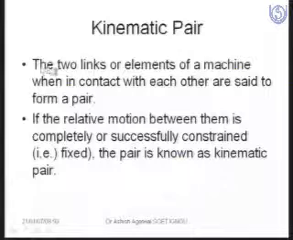Another definition is that two links or elements of a machine, when in contact with each other, are said to form a pair. If the relative motion between them is completely or successfully constant, the pair is called the kinematic pair. Therefore, every pair cannot be termed a kinematic pair, while all kinematic pairs can be termed pairs. The pair can be said to be a kinematic pair only when the motion is completely or successfully constant.